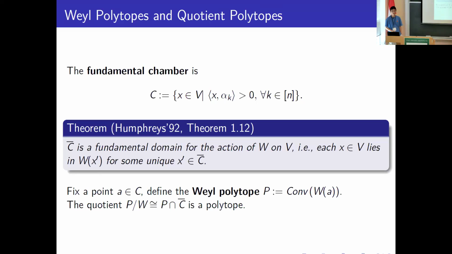And we fix a point in the open chamber and define the Weyl polytope to be the convex hull of the W orbit of that point. And hence the quotient P mod W is just homeomorphic to the intersection of P and the closed chamber. The intersection is again a polytope.